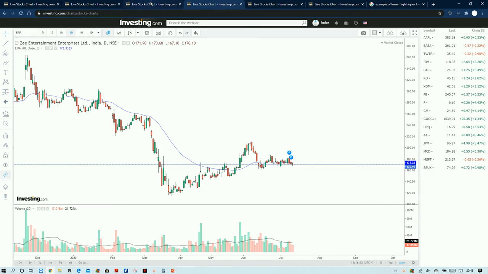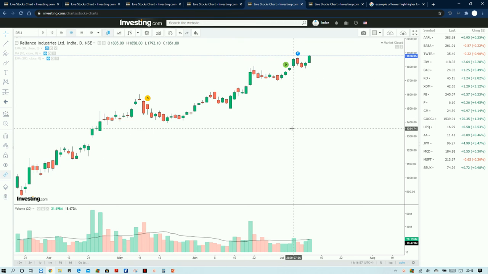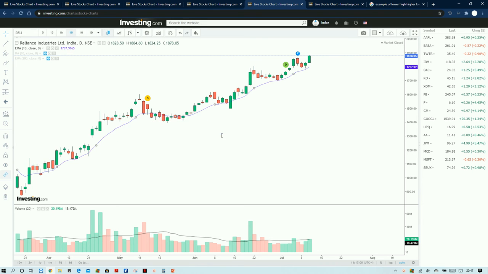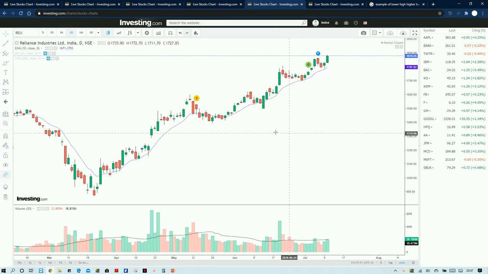I will tell you about another stock here, Reliance Industries. This stock is right now following the moving average of 10 period. You can see the stock tries to move, and there is not a single candle closed below this EMA 10. Even though it is touching it, there is no candle which, without touching it, closed below this line.